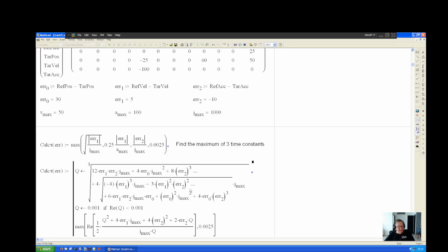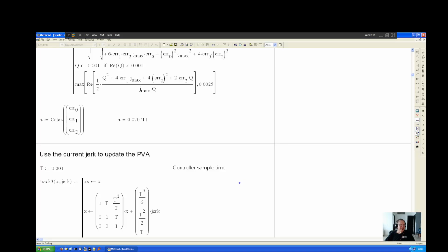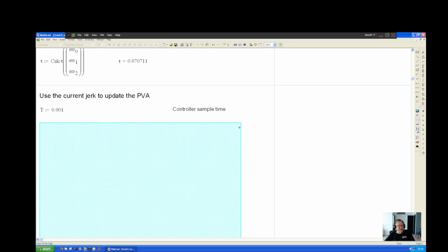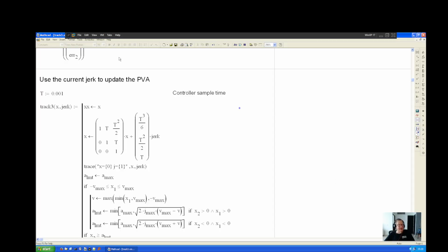And this is some failed effort to calculate a dynamic time constant. But given the current error, this is the error in position, velocity, and acceleration. This is the time constant, that instantaneous time constant. So now we've got a time constant, and now let's use the jerk to update the PVA. That's the position, velocity, and acceleration. That's a symbol that I used for the position, velocity, and acceleration because there's usually a vector of position, velocity, and accelerations, and in C I type it as PVA.